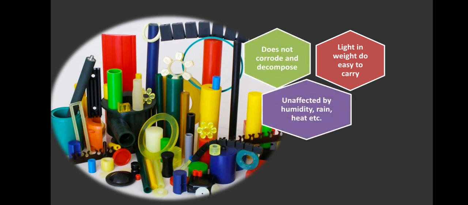Plastic does not corrode or decompose. Basically, it is unaffected by humidity, rain, heat, etc. It remains unaffected by climate or environmental changes. It doesn't matter if there is a change in season, heavy rain, extreme or high temperatures, humidity, or moisture, whatever it is, plastic will not get affected, and hence the products also do not decompose or corrode.